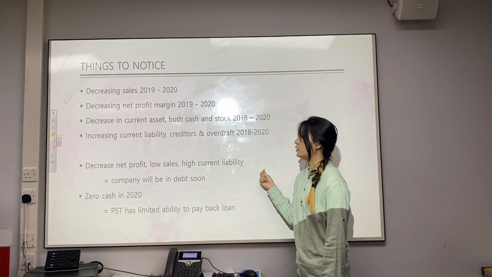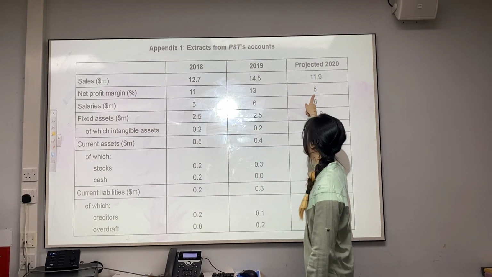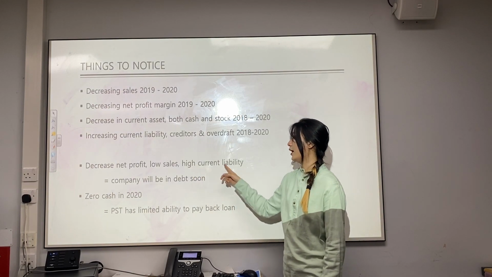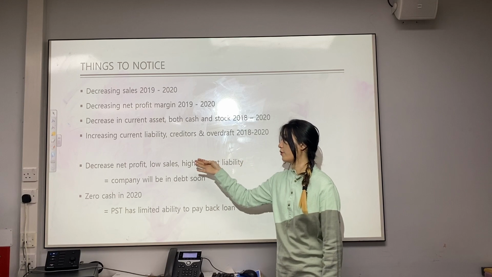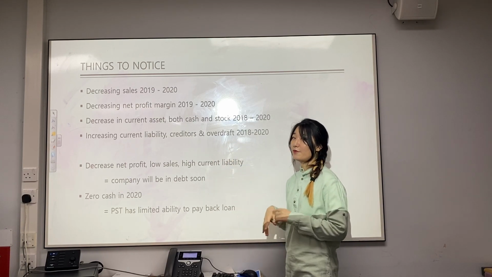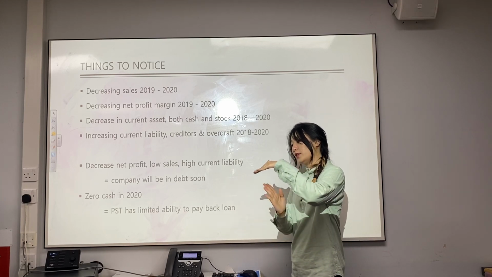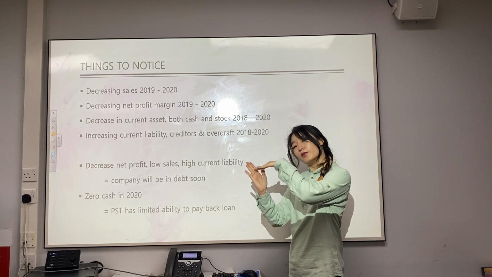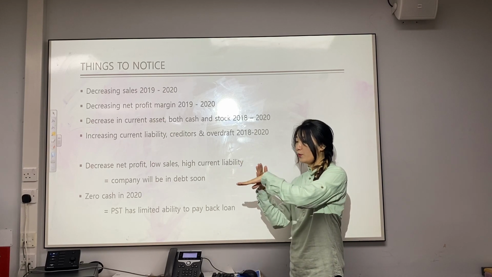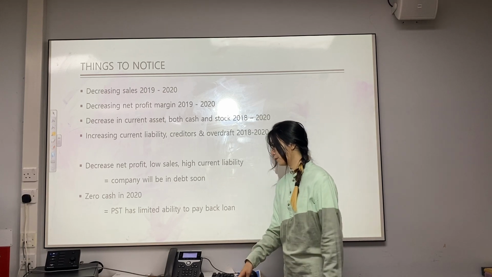And then a decrease in net profit. That was a huge drop. Plus low sales and high current liability, these three are the worst three to be together, because that means the company will be in debt very soon. Because sales are decreasing and our liabilities are increasing, these two lines are going to cross over very quickly. That means I won't be earning enough. Moreover, I'll be in debt.